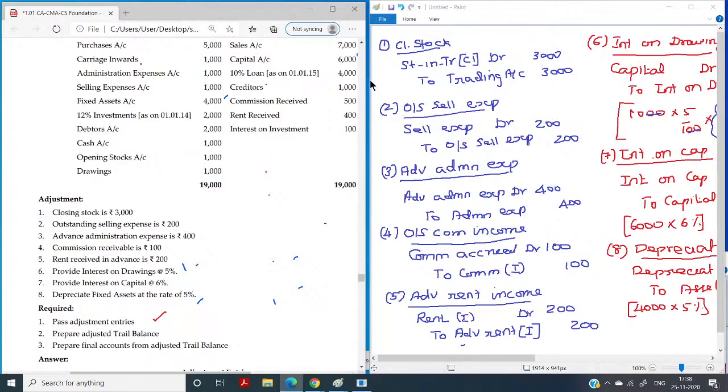Here we have some adjustments, and for all these adjustments I have passed the journal entries. After passing the journal entries, what impact will it have on the trial balance, which is going to be discussed here. You just see this difference so that you will understand the final accounts in a much better way when it comes to advanced study in financial accounts, right? So let me explain here.